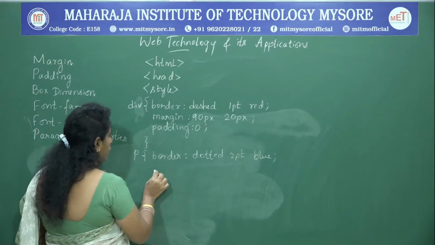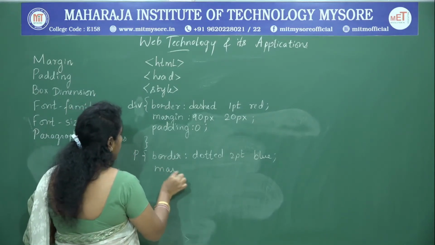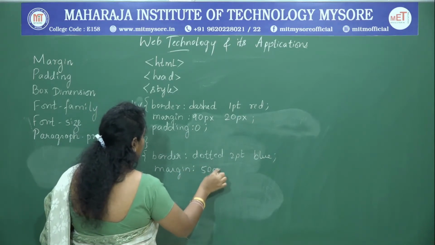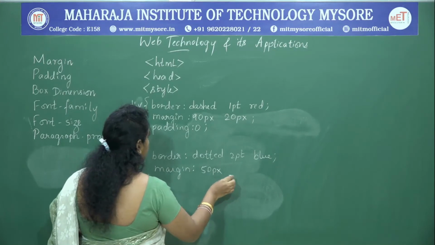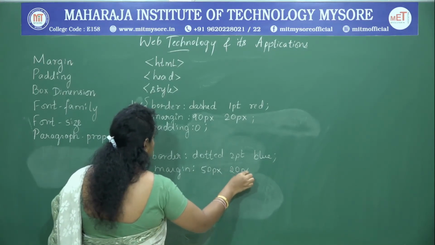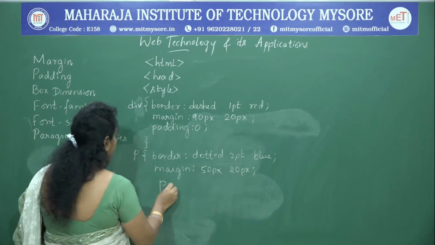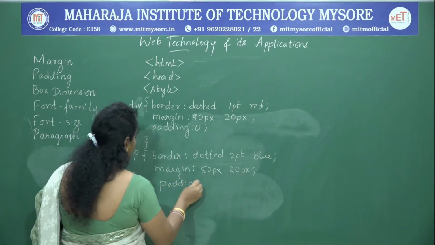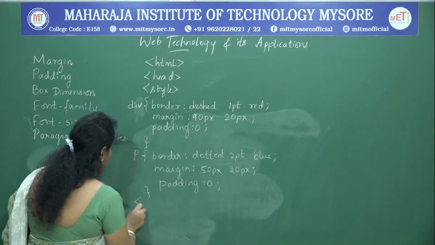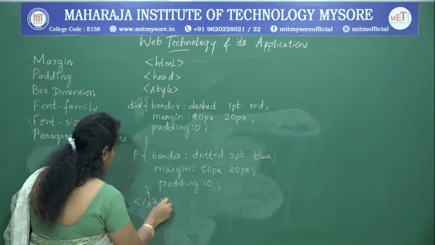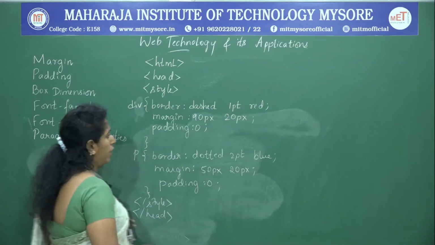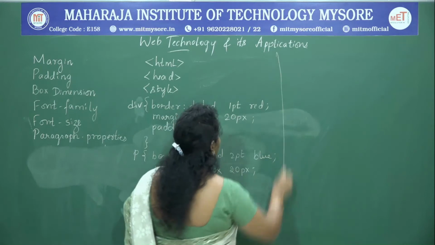Okay. So for p, margin I will give 50 pixel, and this is 20 pixel. Finally, padding, I will give 0. Okay. So now end the style, also end the head. Okay. So I am going to write the body part here.